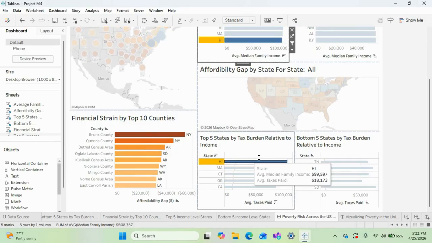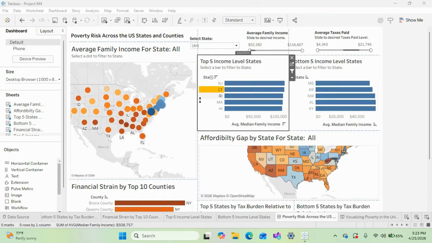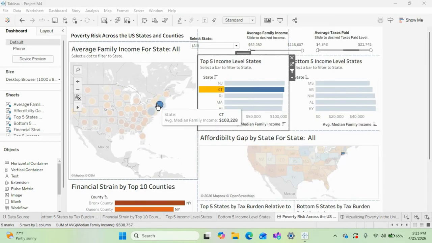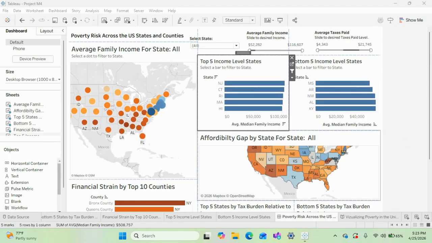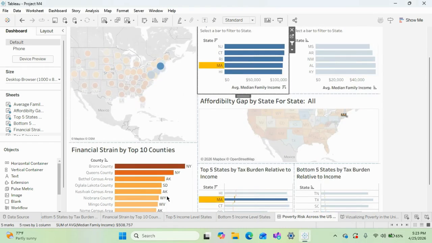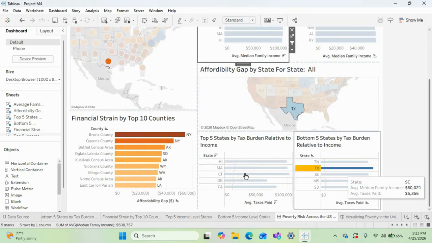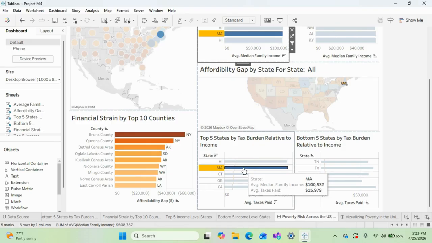And then on this, I have the tax burdens, bottom and top five. And here it goes very much into depth. You can follow the states here, and if you hold it here, it does break it down, and these sheets work together. Let's see here. And as you can see, if you hover over them, it does highlight them on the map.